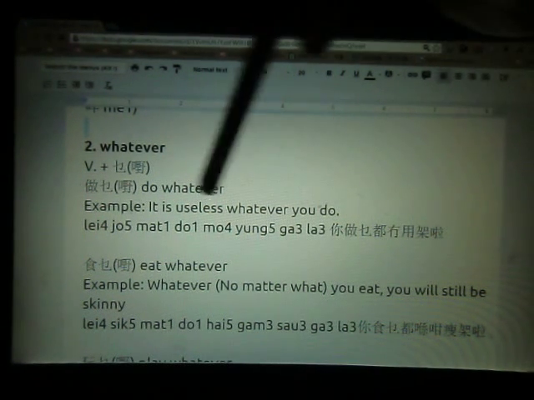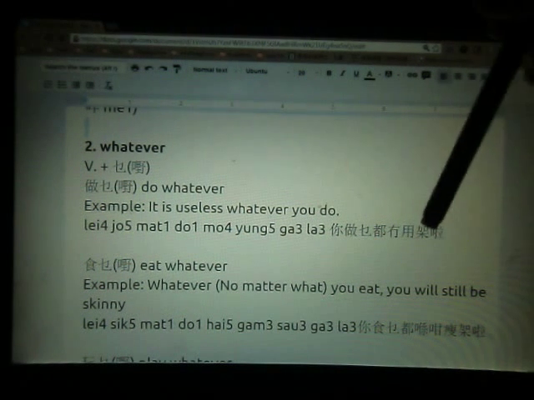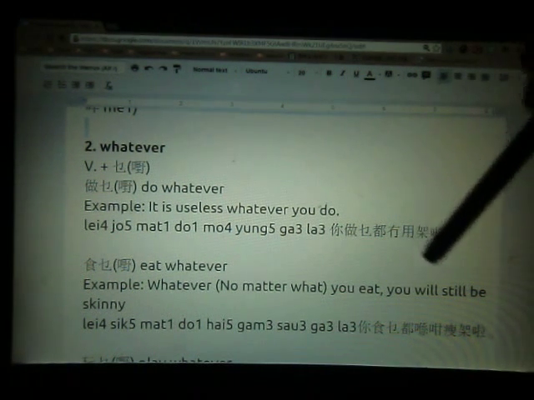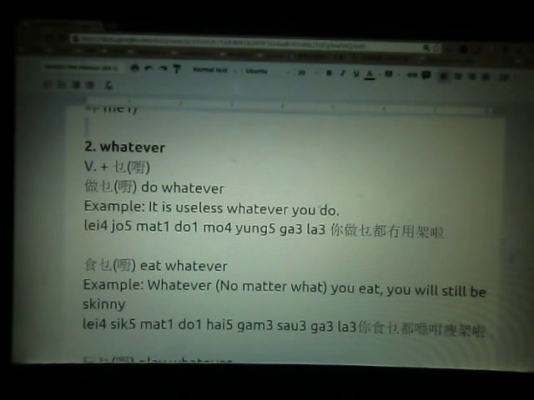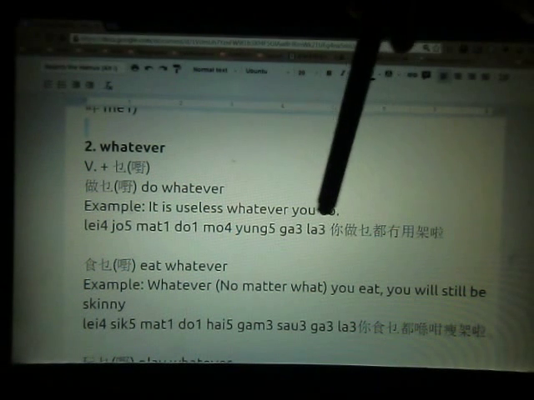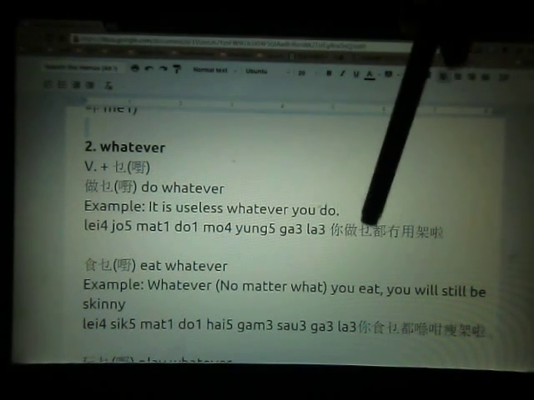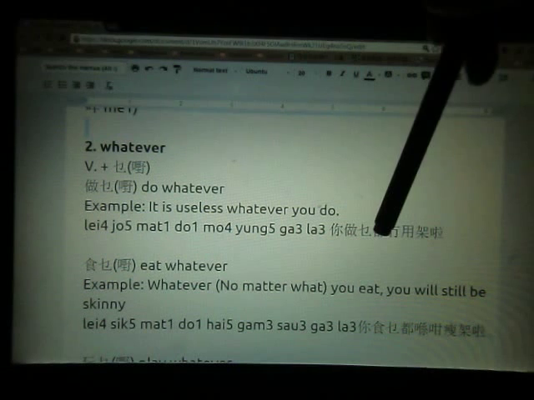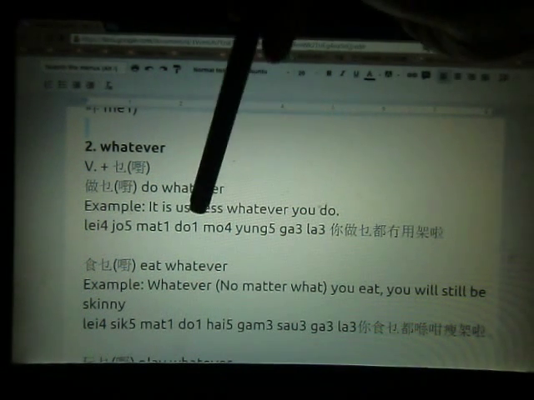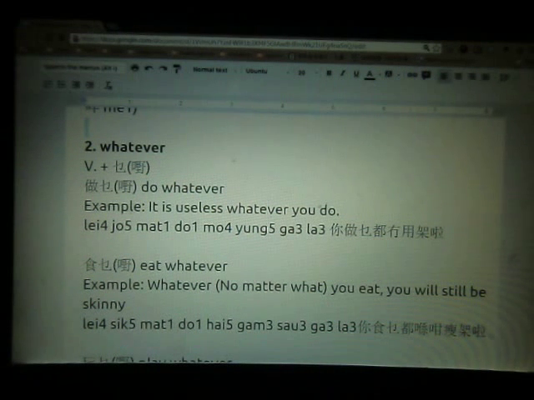冇用㗎啦, useless. 㗎啦 is what I would call intonation modifiers. So I'll have another episode just for these intonation modifiers. Right, so here we have 你 you, 做 do, 乜 or 乜嘢 whatever, 都 all inclusive, all embracive, 冇用㗎啦 useless. 你做乜嘢都冇用㗎啦.